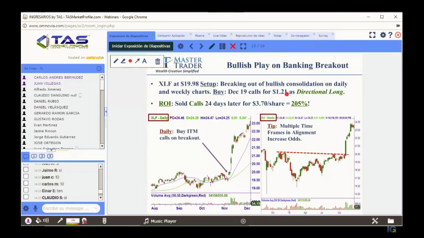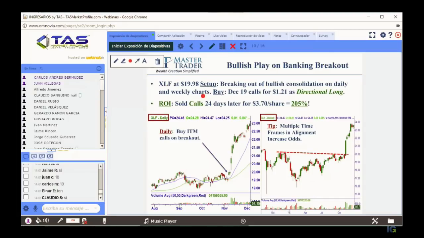Acuérdense que hay dos buckets, el bucket de los trades direccionales y el bucket de los trades transicionales. Los transicionales los trabajamos con credit spreads y los direccionales los trabajamos con calls y puts con fechas de vencimiento y strike prices. Se compró por $1.21.